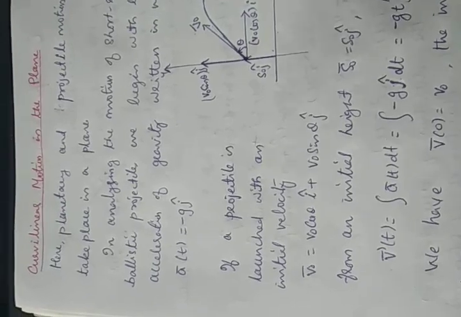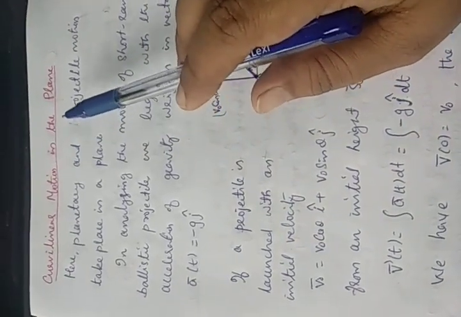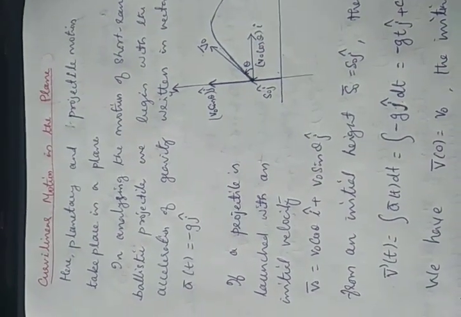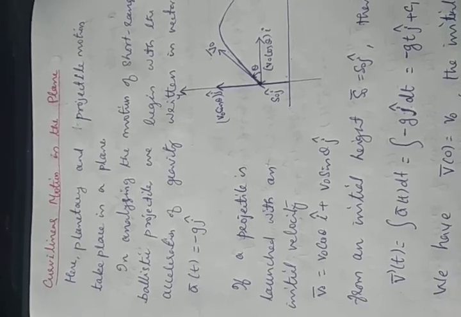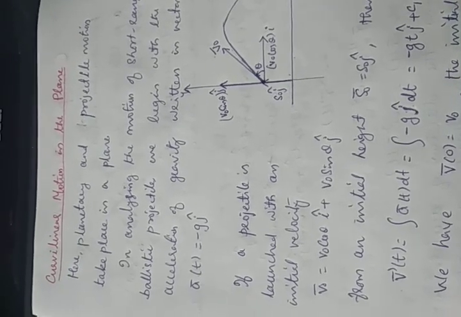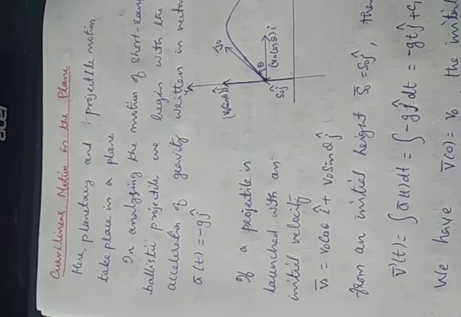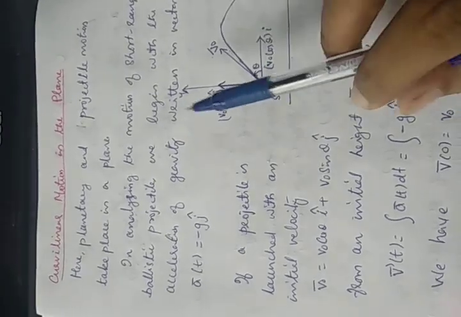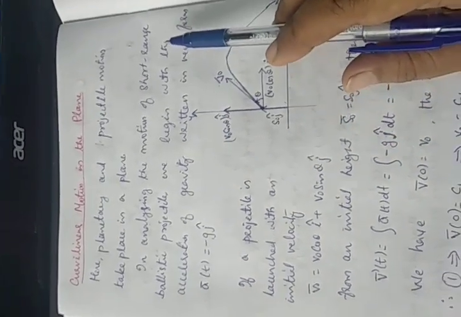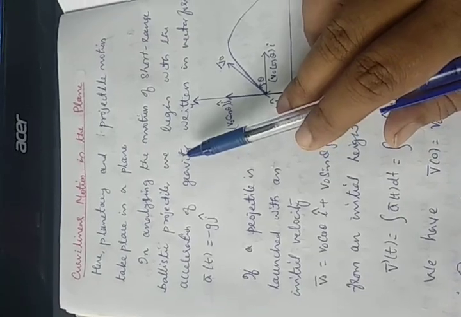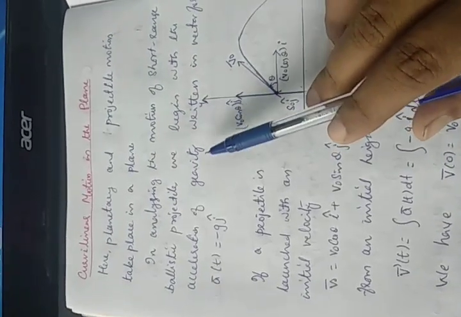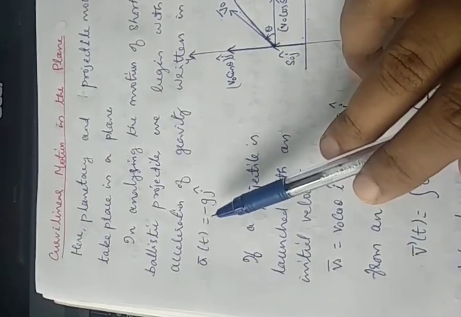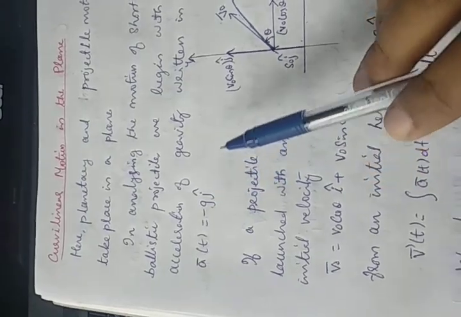Next we consider curvilinear motion in the plane. Many important applications of vector functions occur in regard to curvilinear motion in a plane, that is planetary and projectile motion take place in a plane. In analyzing the motion of a short range ballistic projectile, we begin with the acceleration of gravity written in vector form as a of t is equal to negative g vector j.